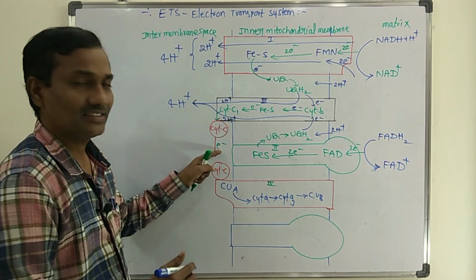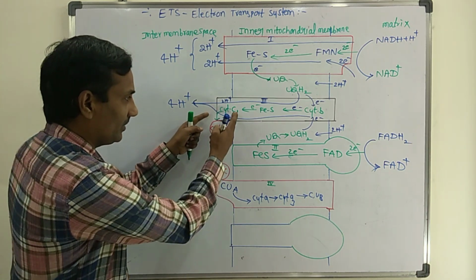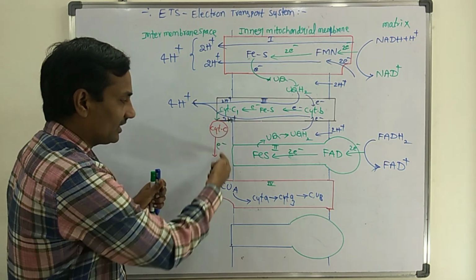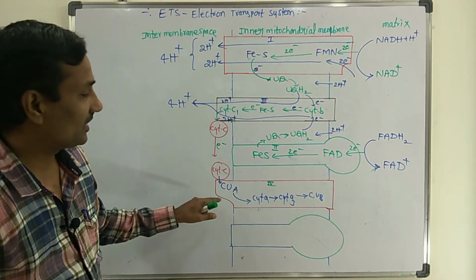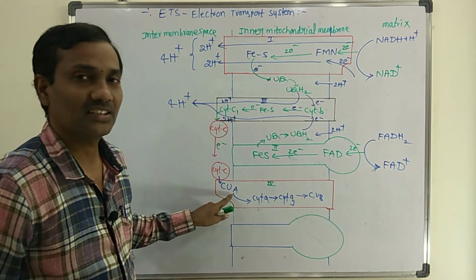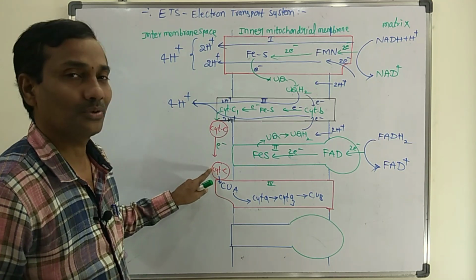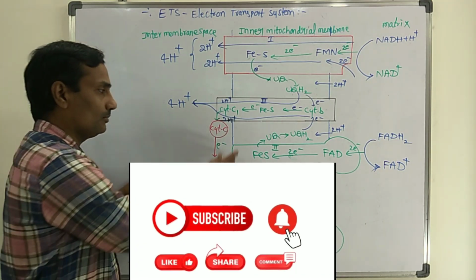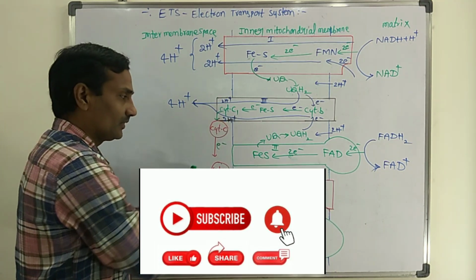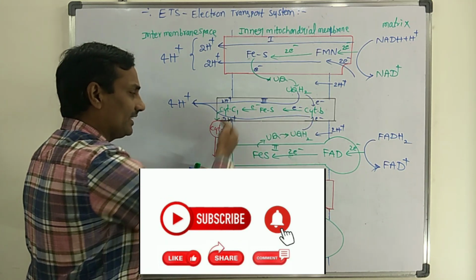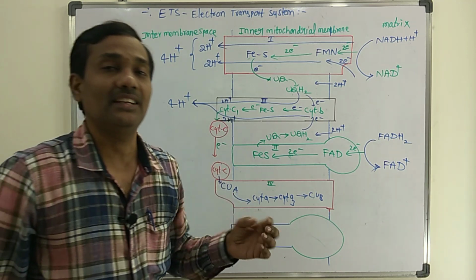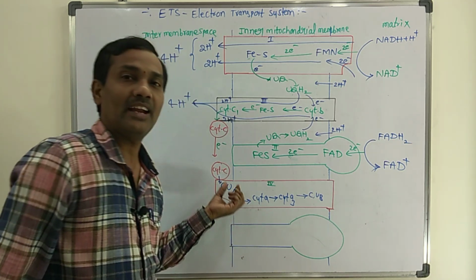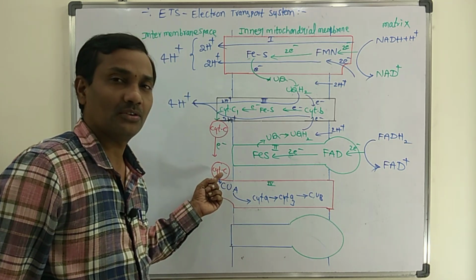So electrons coming from cytochrome C1, these electrons moving like this. The first electron is accepted by copper center A from cytochrome C. This cytochrome C is a mobile electron carrier, no? Whatever electrons are coming like this, that is accepted by copper center A. Initially this copper center A accepts electrons from cytochrome C.